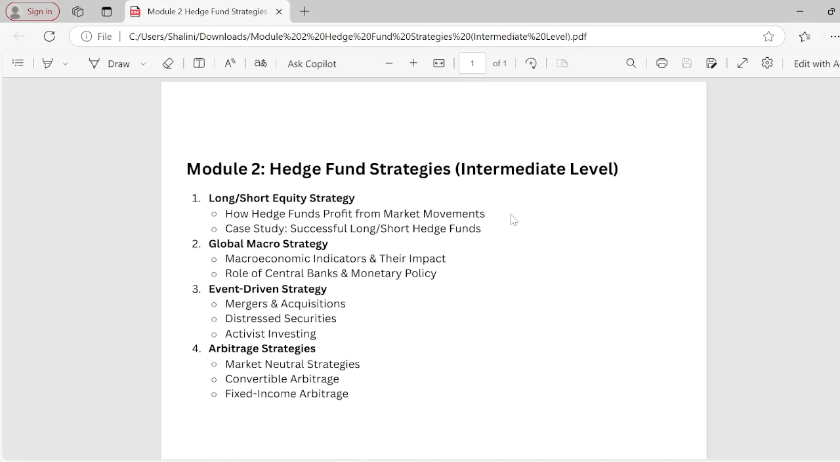How do hedge funds profit from market movements? A long and short equity strategy is one of the most commonly used hedge fund strategies. It involves taking long positions in undervalued stocks, expecting their price to rise, and short positions in overvalued stocks, expecting their price to fall. This helps hedge funds generate returns in both bull and bear markets, rising and falling markets.